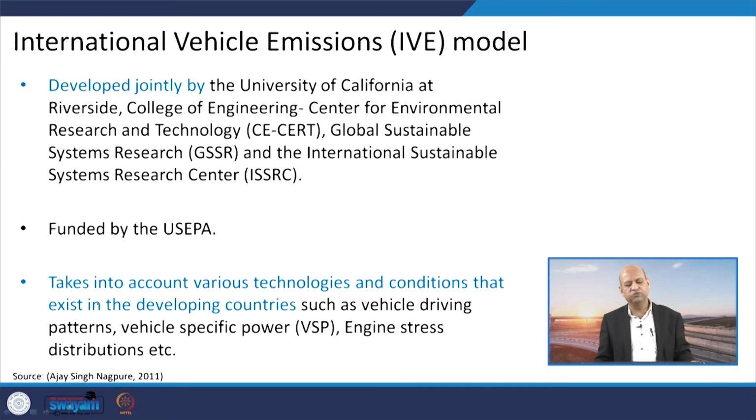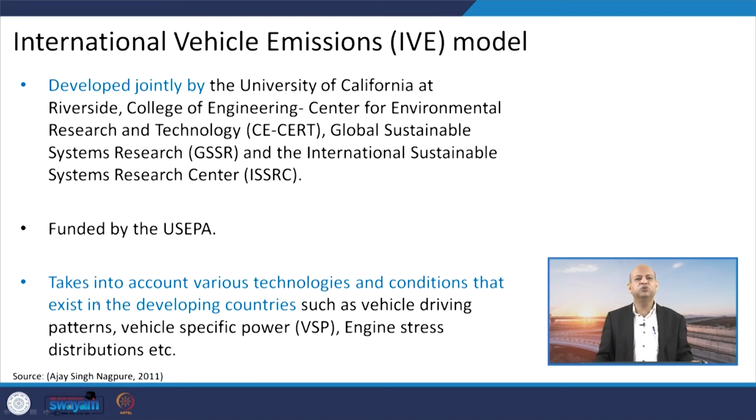Next is the International Vehicle Emission model developed by US EPA, through the joint efforts of the University of California, the College of Engineering Center for Environmental Research and Technology, the Global Sustainable Systems Research Center and the International Sustainable Systems Research Center. All these centers joined hands and developed this model basically for developing countries. It was funded by US EPA because they wanted to know the emission trends and conditions in different cities of developing countries.